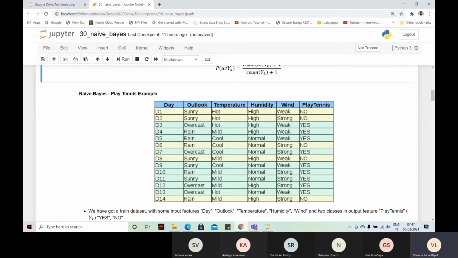sunny, hot, high, weak, that is all x. Do you agree with my statement? Sunny, hot, high, weak. That's one combination of x. Do you agree? Yes, yes. So when I say y given x, the probability of no given sunny, hot, high, weak is what? How much? Can you calculate the probability of no given sunny, hot, high, weak? How much?